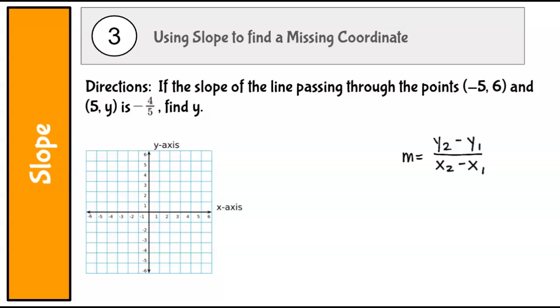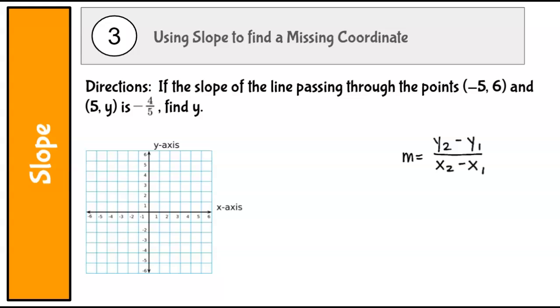In this video, we're going to talk about how to use the slope to find a missing coordinate. If the slope of the line passing through the points (-5, 6) and (5, y) is -4/5, find y.